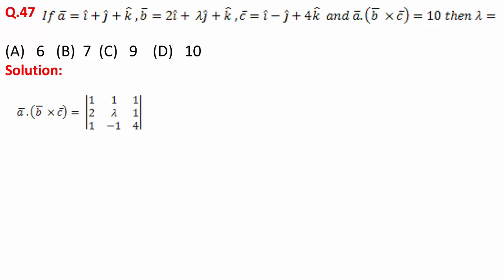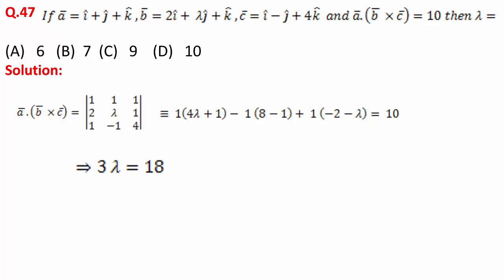Solution. a dot b cross c equals the determinant with rows 1, 1, 1; 2, lambda, 1; 1, minus 1, 4. Evaluating, we get 1 into (4 lambda plus 1) minus 1 into (8 minus 1) plus 1 into (minus 2 minus lambda), which is given as 10. From this we get 3 lambda equal to 18, and therefore lambda equal to 6. Hence correct option is A.